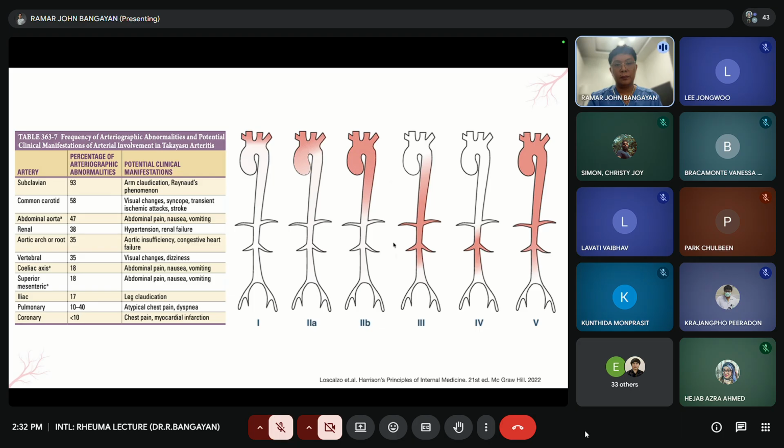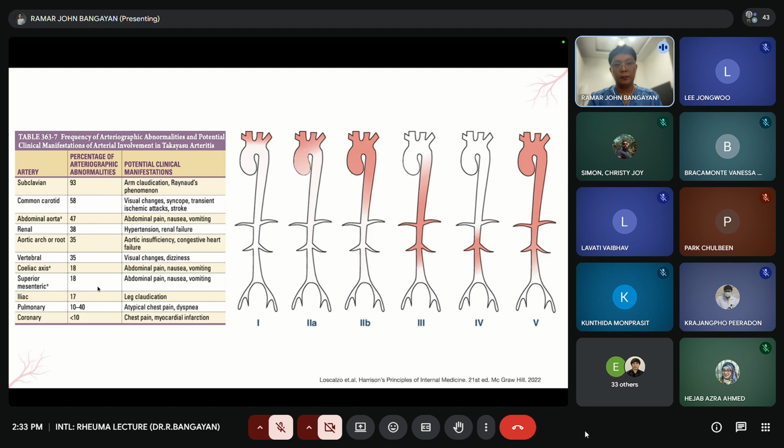If it involves now your thoracic and abdominal aorta, it's type 3. And type 4 if it only involves your abdominal aorta. But if it involves several segments of your aorta, its arch, its branches, the thoracic and abdominal, you call it type 5. The most common of this classification would be type 5. Always remember that, type 5.